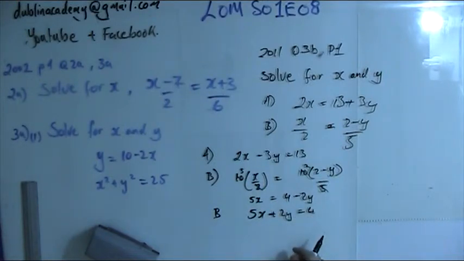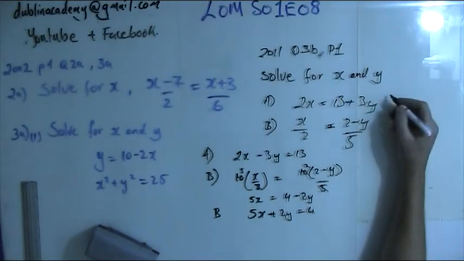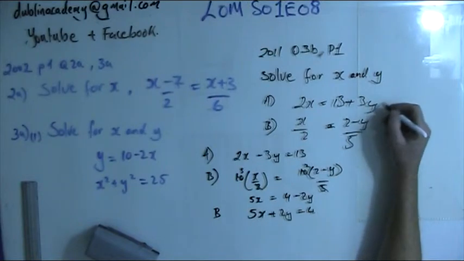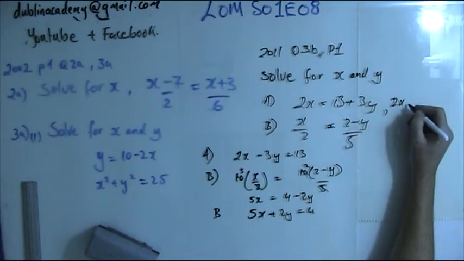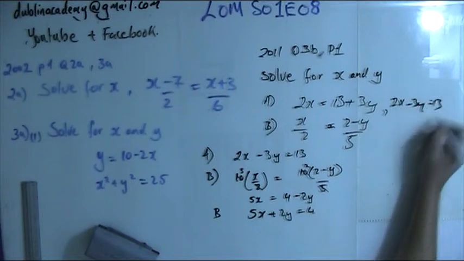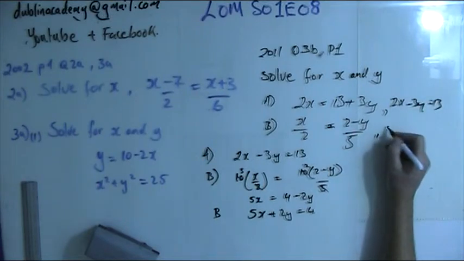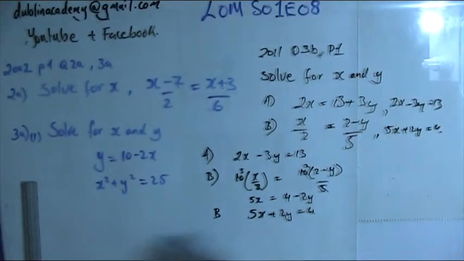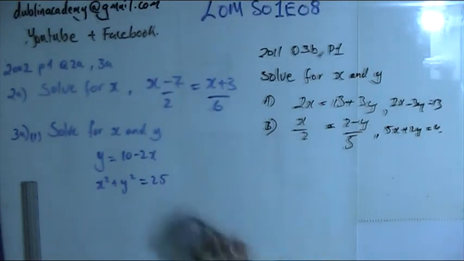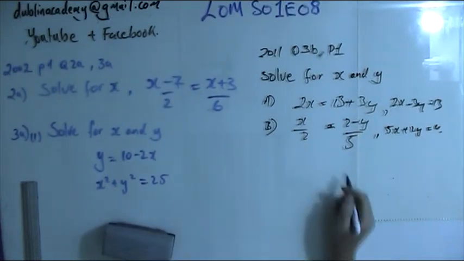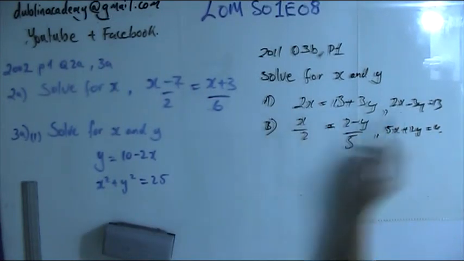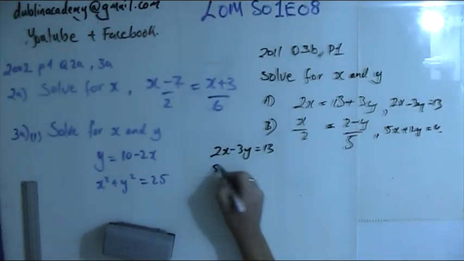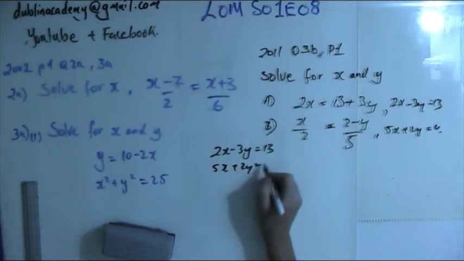Okay, so I've got two equations now and I can rewrite them here because I'm going to need a space. A is 2x minus 3y is equal to 13, and B is 5x plus 2y is equal to 4. Now, what do I do now? So I've got these two equations.